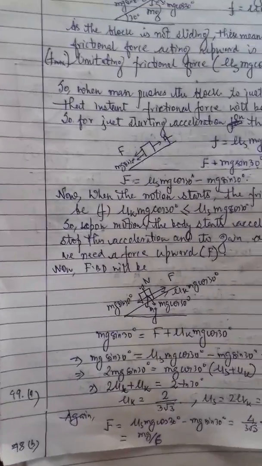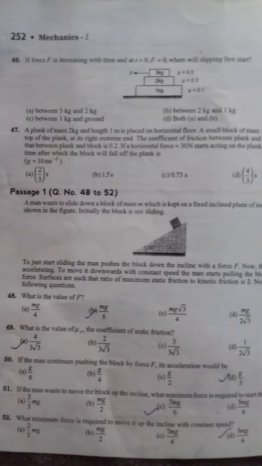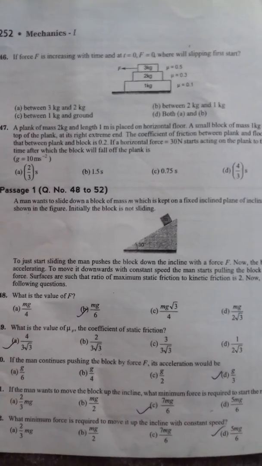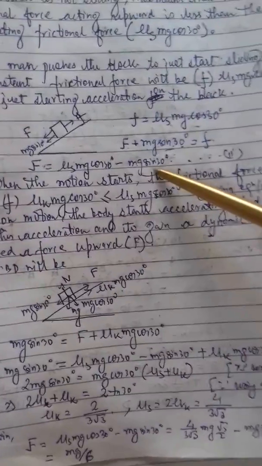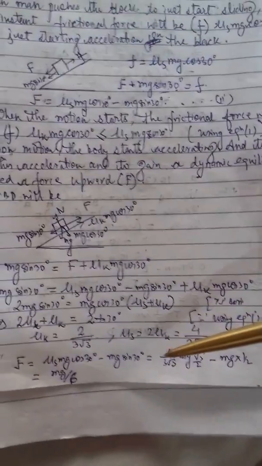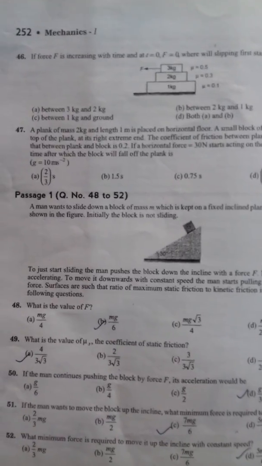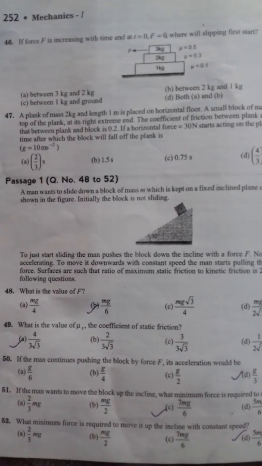We get the answer of the second question, what is the value of mu s, the coefficient of static friction. So the answer will be A, that is 4 by 3 root 3. Now putting this value of mu s in equation number 2, we get the value of F as mg by 6. So the first two questions are solved. The first answer, 48, will be B, and the second, 49, will be A.